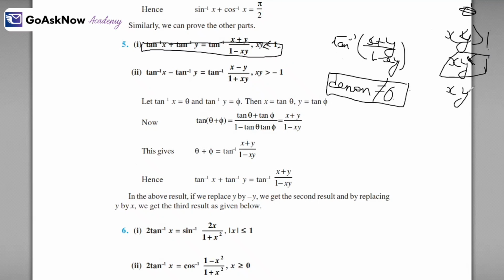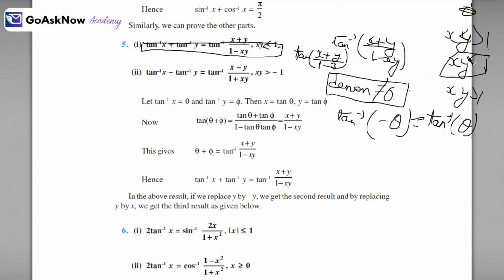If xy is greater than 1 here, what happens? If I take a value like 3, the denominator will be negative. So it will give you tan inverse of minus theta, and that is not equal to tan inverse of theta. So if you take xy greater than 1, it will change your final answer, because tan inverse of minus theta is coming here, not tan inverse theta. That is why xy should be less than 1 here.